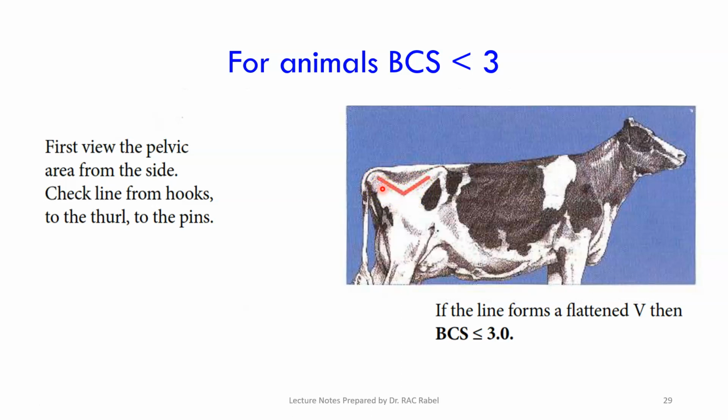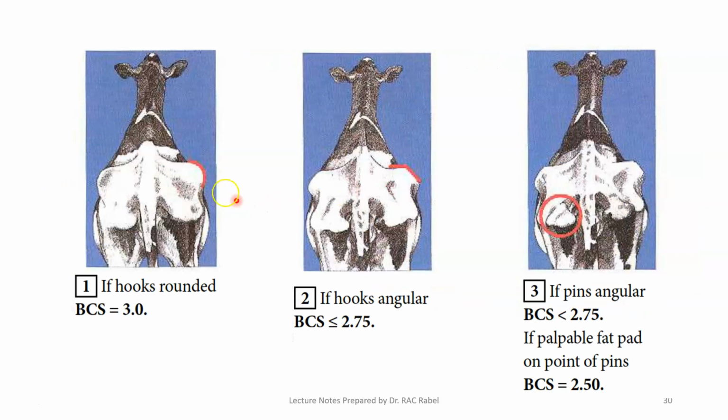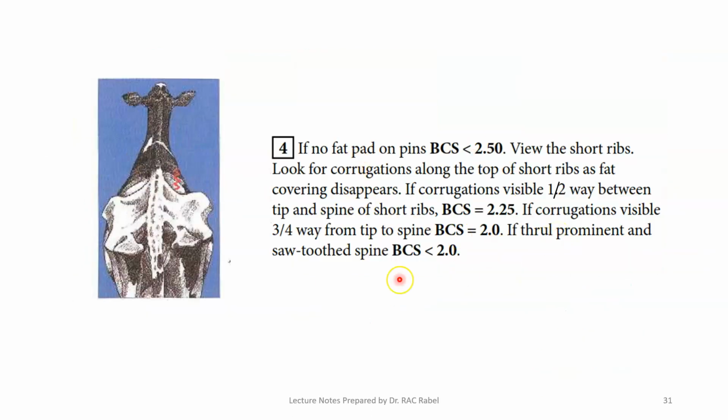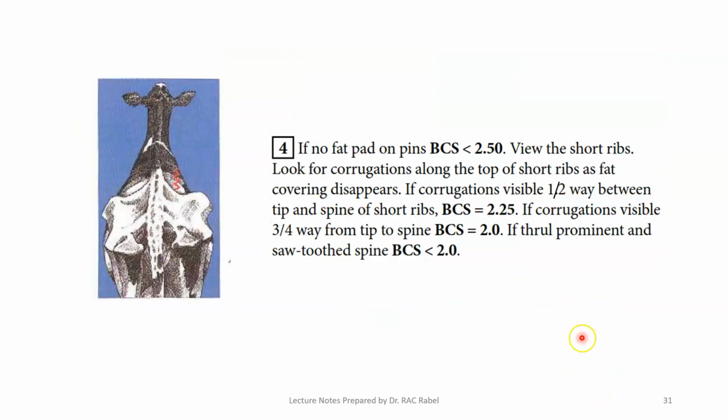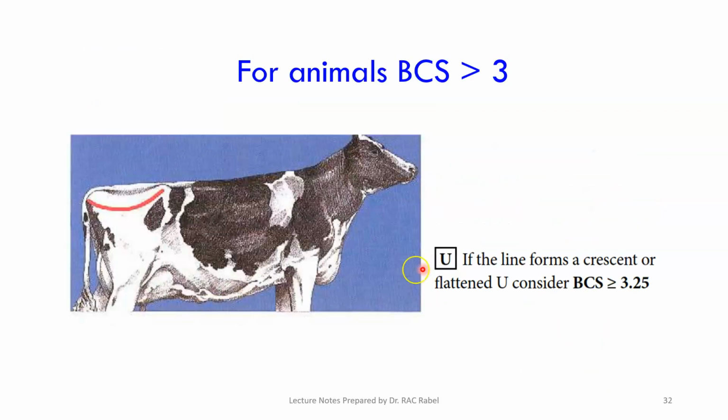Afterwards, if it's lower than 3, you look at these criteria. I'm not going to go through those in detail now. Based on that, if that is the observation, it's 3. If this observation is 2.75, if that is the observation, it's 2.5, less than 2.75, and so on and so forth. You can go on till less than 2. But if it was U-shaped, then it is above 3.